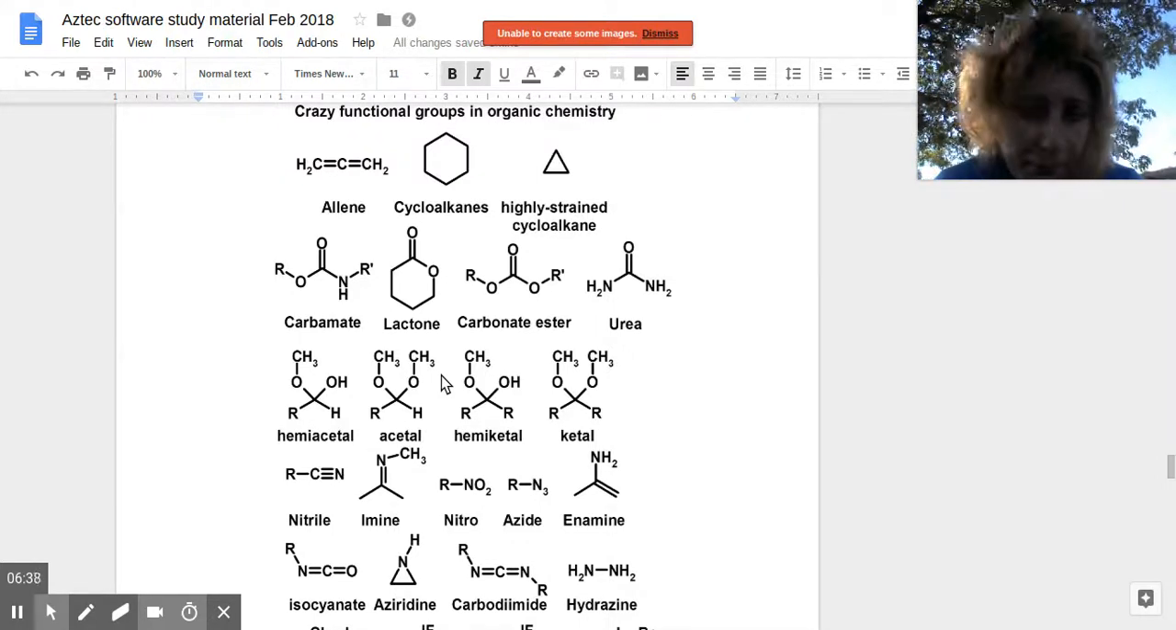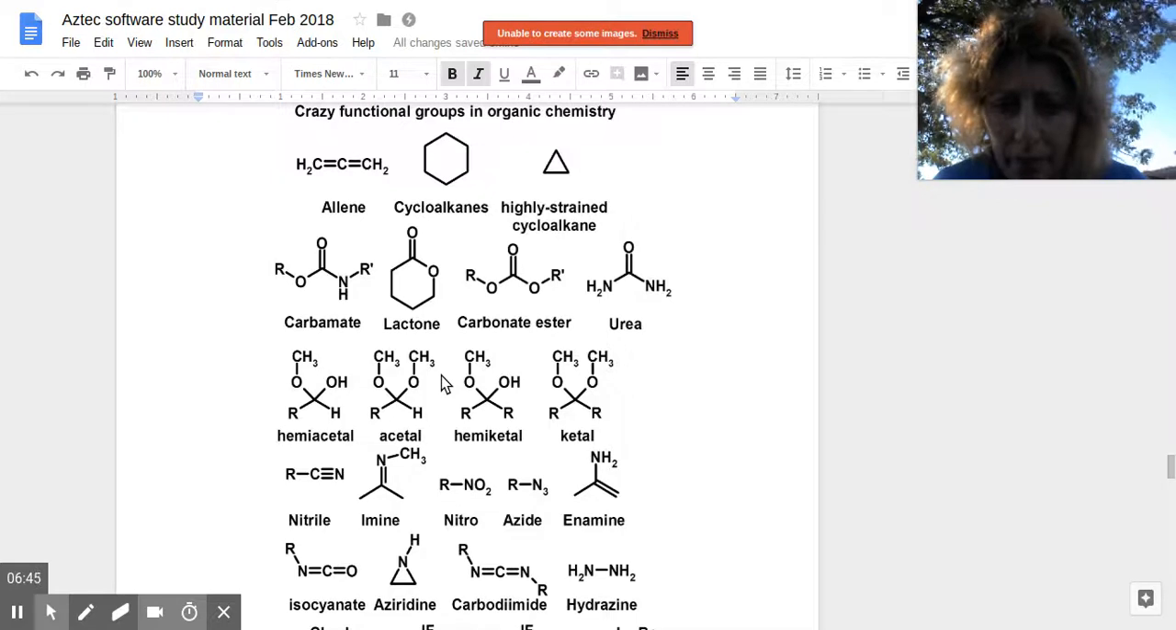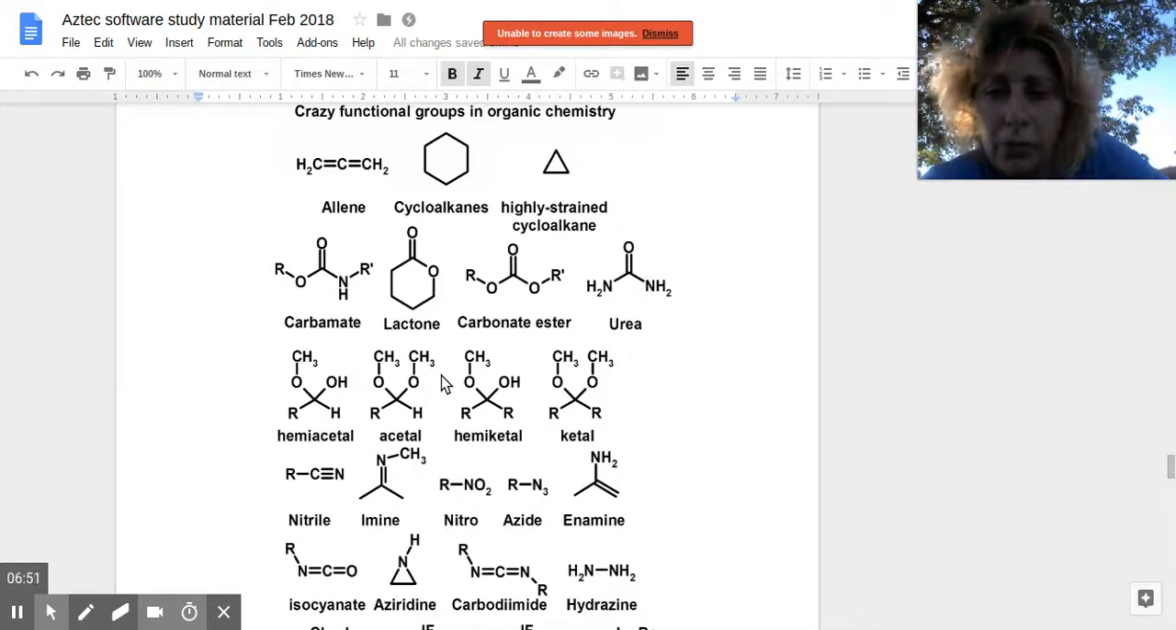So hemi means there's an OH group, as well as an oxygen group. And so ketals have 2 R groups.